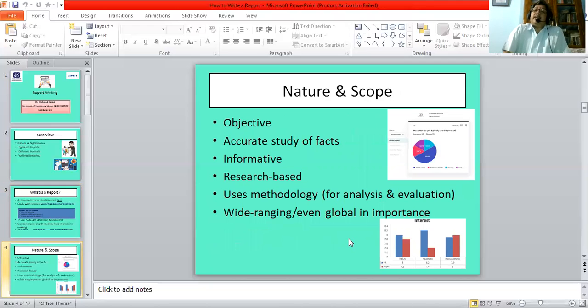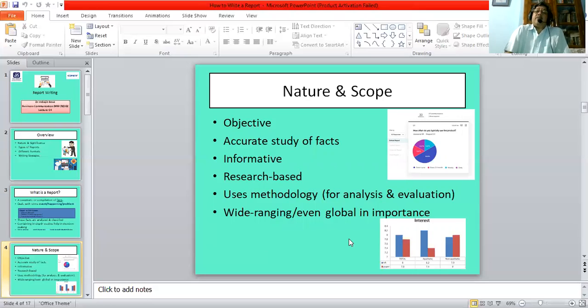Now, reports are basically objective collections of data. There is no subjectivity in the report. It is impersonal, it is factual, it's an accurate study of the facts. And as I said, it is objective. So the first person or I does not intrude in the writing of the report.